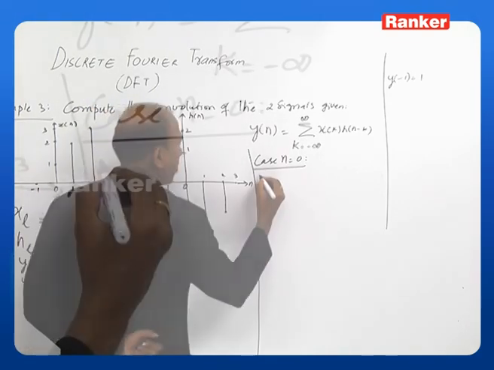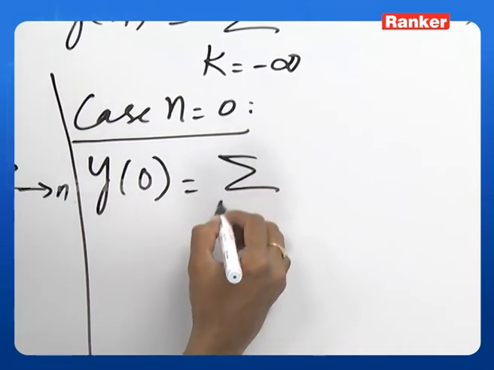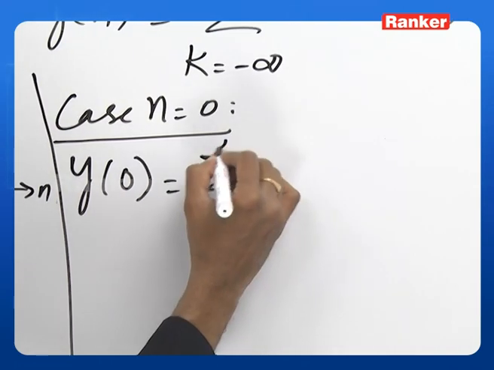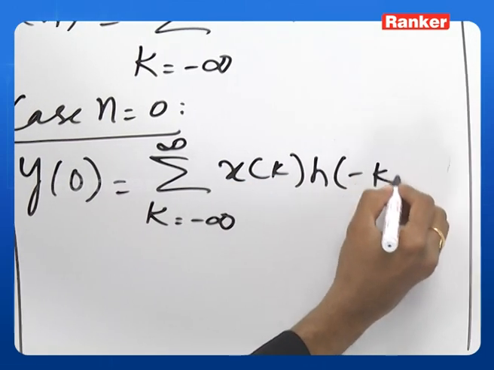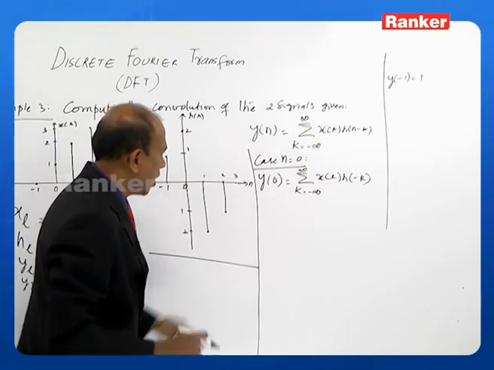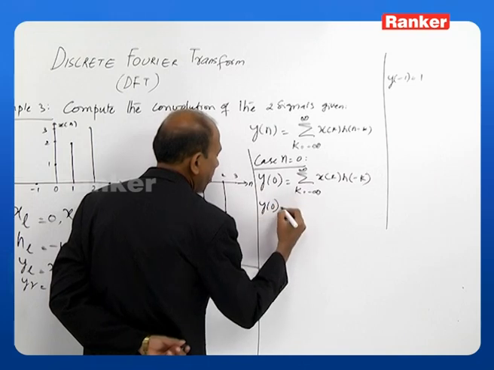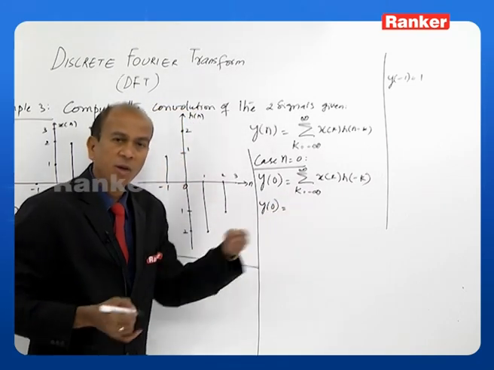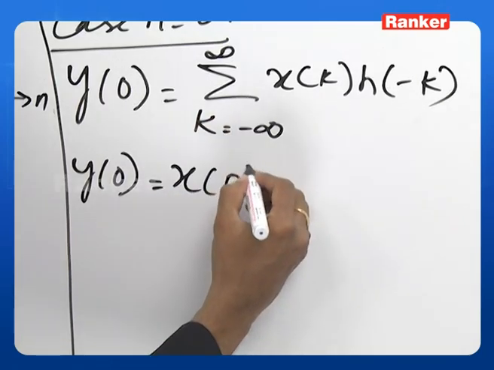So, y of 0 will be how much? Y of 0 will be equal to summation k equal to minus infinity to plus infinity x of k h of minus k, because n is 0, it will be minus k. Now, let us do this for different values of k. Let us start with 0, x of 0.